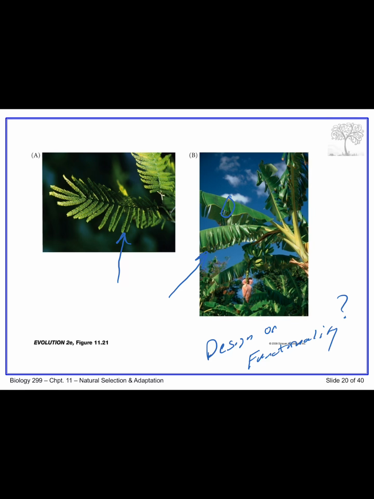So we see this across the board in lots of different species of plants, particularly in the tropics, and it does suggest design or functionality. So leaf structure might well be adaptive in that sense.